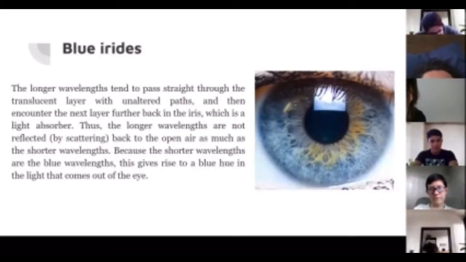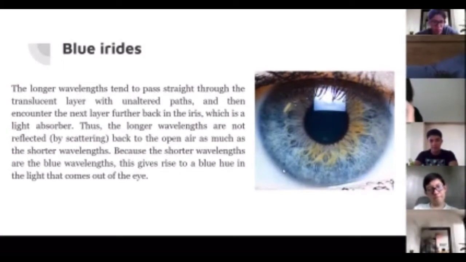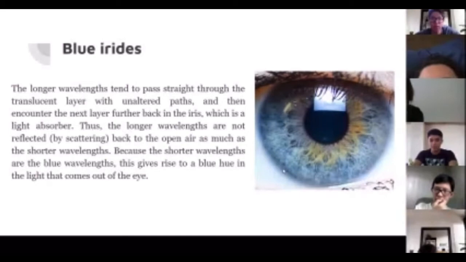Scattering takes place to a greater extent at the shorter wavelengths. The longer wavelengths tend to pass straight through the translucent layer on other paths, and then encounter the next layer further back in the iris, which is a light absorber. Thus, the longer wavelengths are not reflected back to the open air as much as the shorter wavelengths. Because the shorter wavelengths are the blue wavelengths, this gives rise to a blue hue in the light that comes out of the eye. The blue iris is not an example of structural color because it does not rely on interference to generate the color.